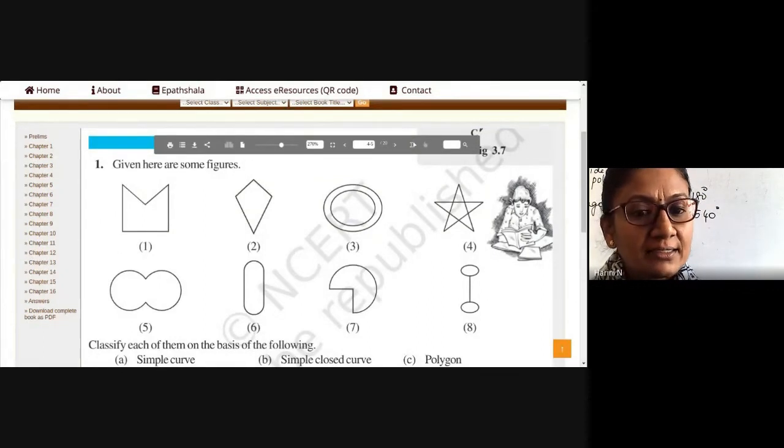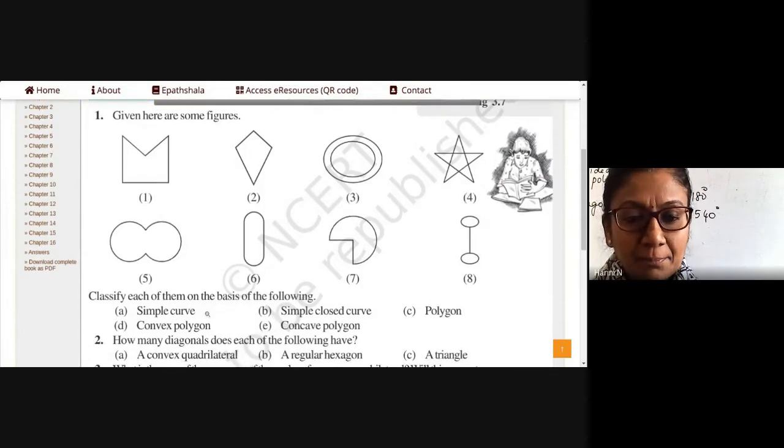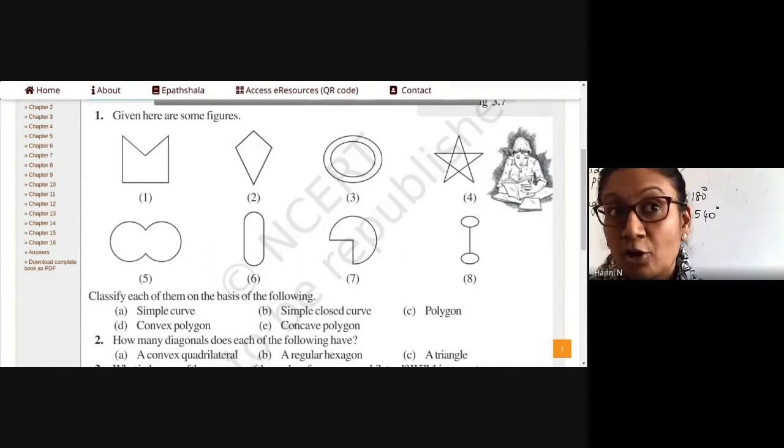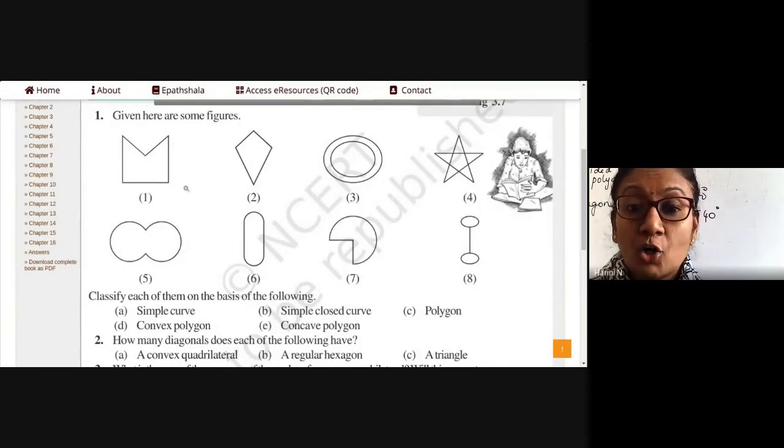Now, given here are some figures, you have to categorize them as simple curve, simple closed curve, polygon, convex polygon or a concave polygon. So we will go one by one. The first figure, which category can you put it into? Ma'am, we can put it as a concave polygon. Good. Or it can be simply called a polygon also. So both the options you can write. It is a polygon or specifically it is a concave polygon.